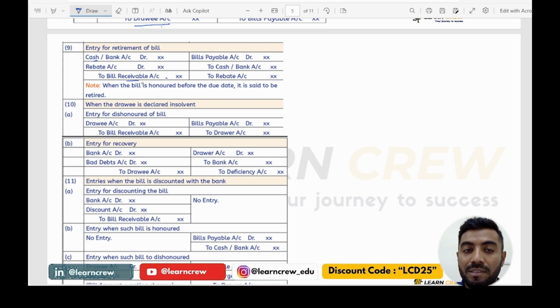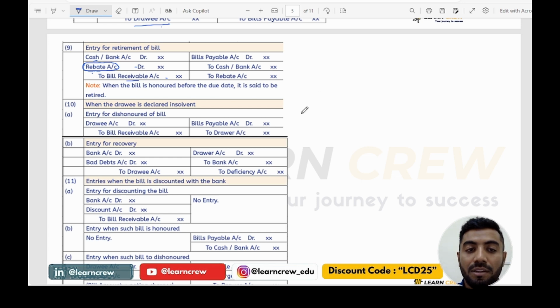If the bill is honored before the due date, there will be a certain amount, a kind of discount, which will be given to the acceptor. That is called a rebate. That has to be recorded. It is an expense for us, so that's why it's debit. It's like a discount.